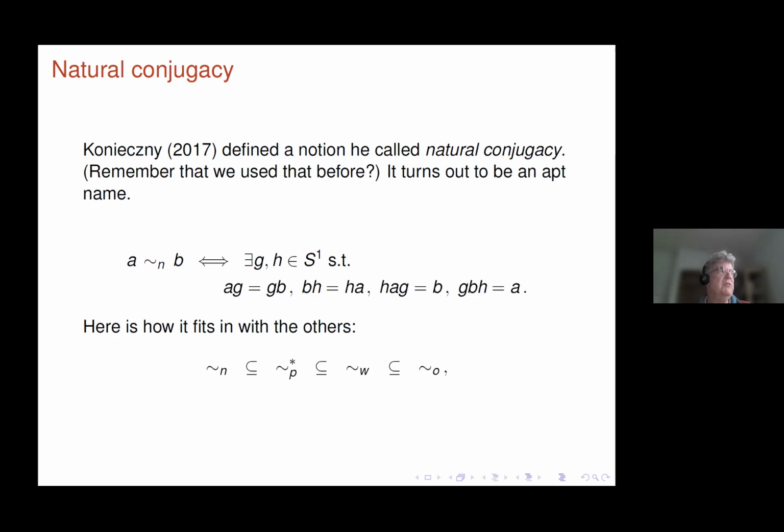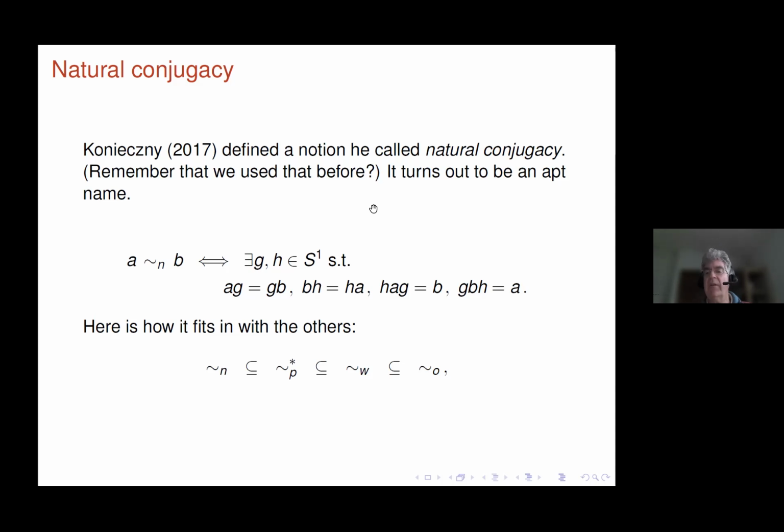Now, I don't have the impression that every notion of conjugacy that has been studied in the semigroup literature fits neatly into a line. That isn't true. There are other ones that don't fit in here. What I can say, though, is that in the hierarchy of conjugacies, autoconjugacy is always at the top, and of all the known notions of conjugacy, natural conjugacy is at the bottom.